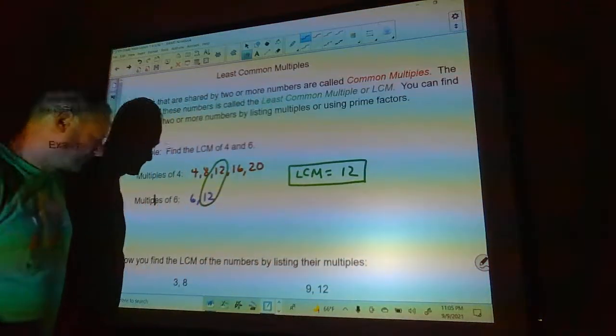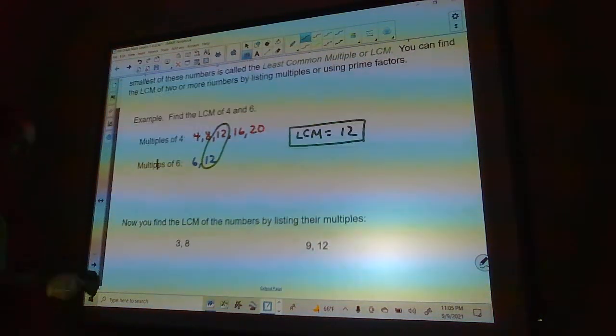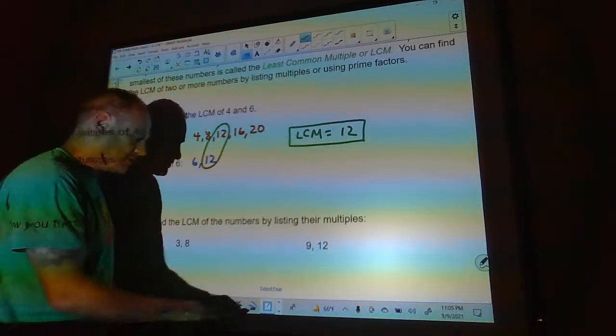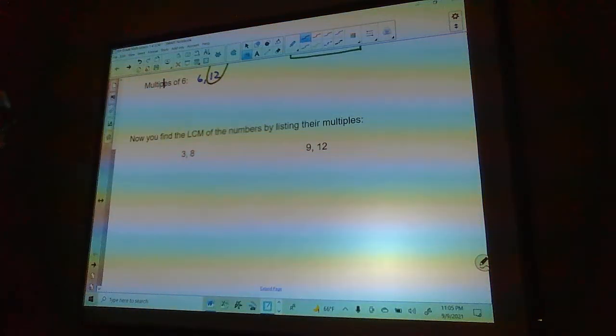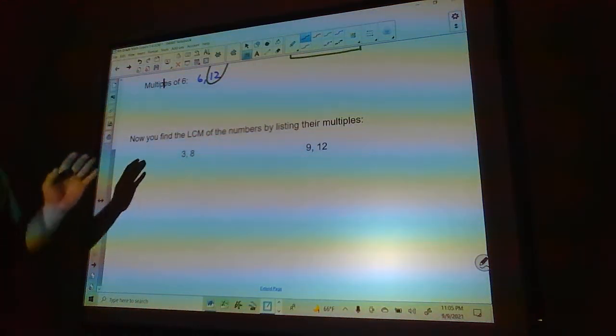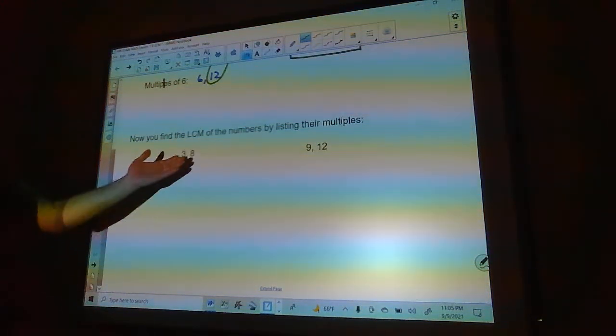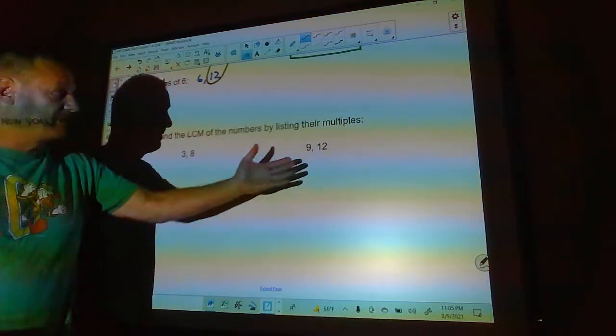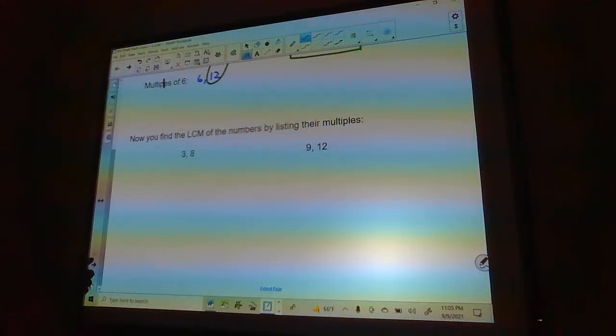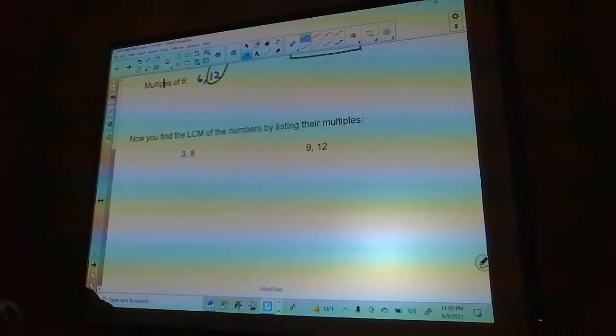Okay. So now, find the least common multiples of these numbers by listing their multiples. So I tell you what, why don't you pause the video, do these two problems, find the least common multiple of 3 and 8, find the least common multiple of 9 and 12, and then jump back on here and see how you did.